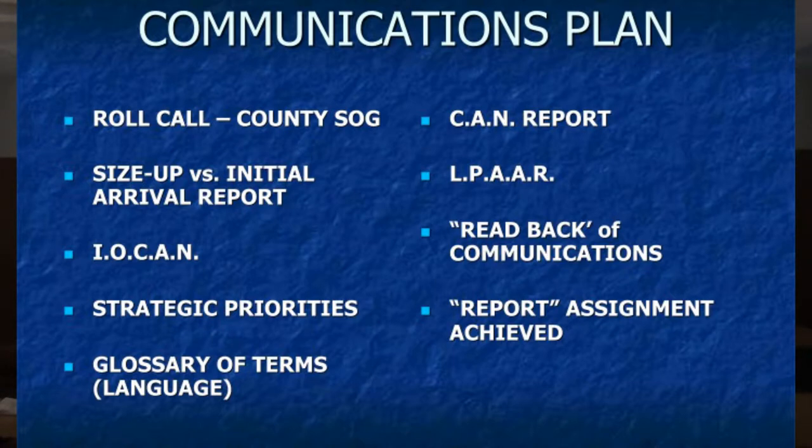Something else that we want to talk about and communicate is what are our strategic priorities. We're going to evaluate a situation, do our risk assessment, give our initial arrival report, and possibly in that initial arrival report or shortly after, we're going to verbalize our strategic objective. We're going to pick a strategy and tell everybody what it is. There's a glossary of terms.